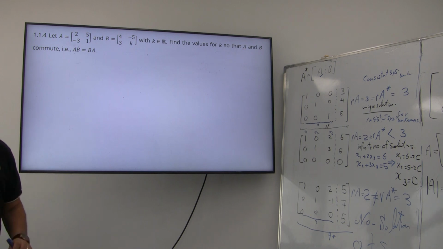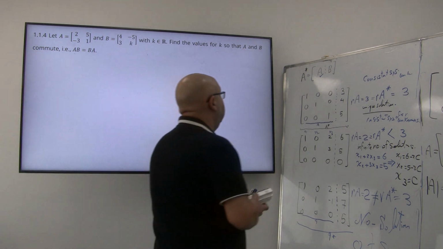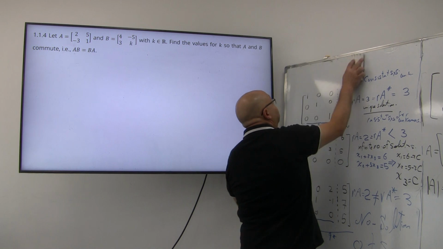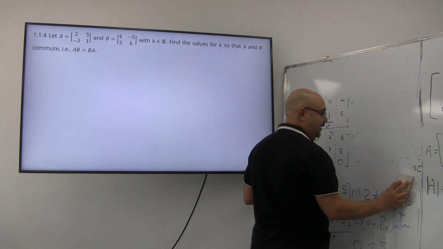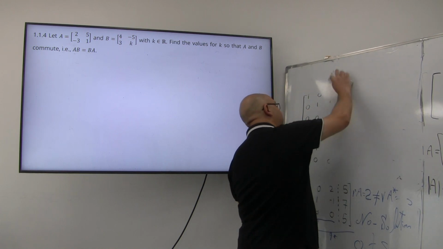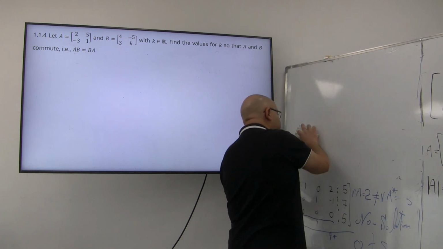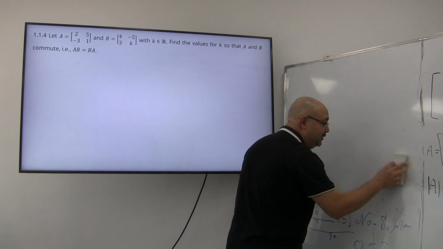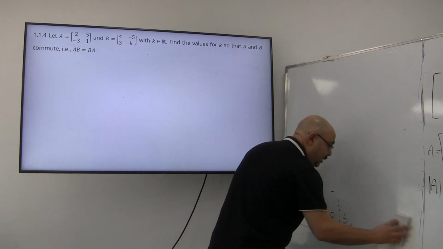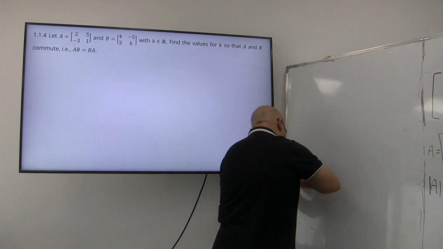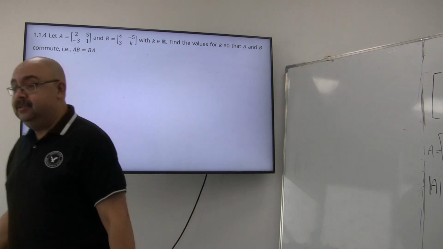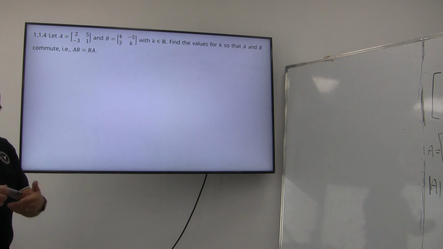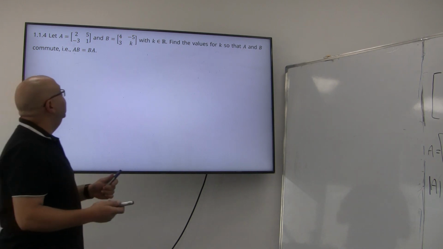Now, I will multiply both matrices by each other. It will give me a series of equations with the value k. I will make them equal to each other and get the condition. Simple. It will be an exam question. It's an application of multiplication.